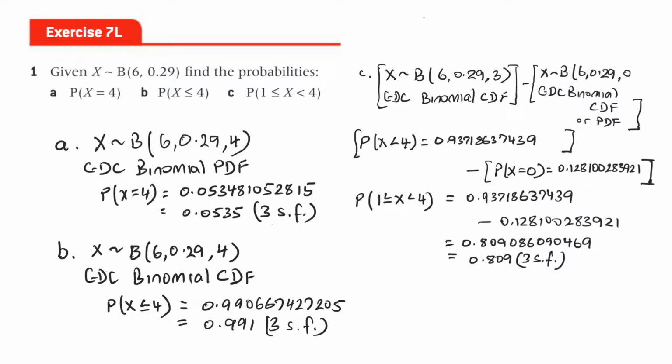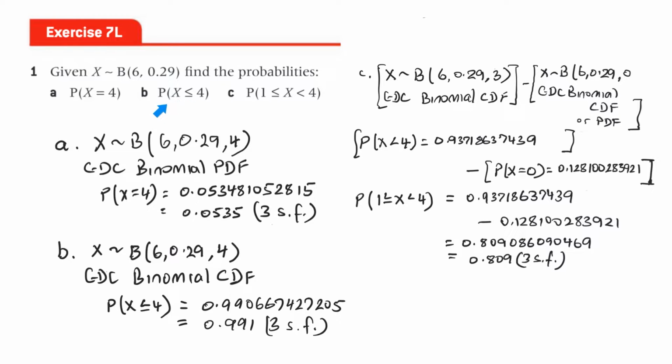Let's start here. Now with number 1, it says given X is distributed binomially, where n is 6, that's the number of trials, and the probability is 0.29. Find the probabilities, A, that the probability of X equals 4. Now that's just a PDF, and that's the same on both calculators. So if you have the Inspire, you would just enter it as 6 for trials, 0.29 for P, the probability, and X equals 4. And that's a PDF. And on both calculators, you should get that answer.